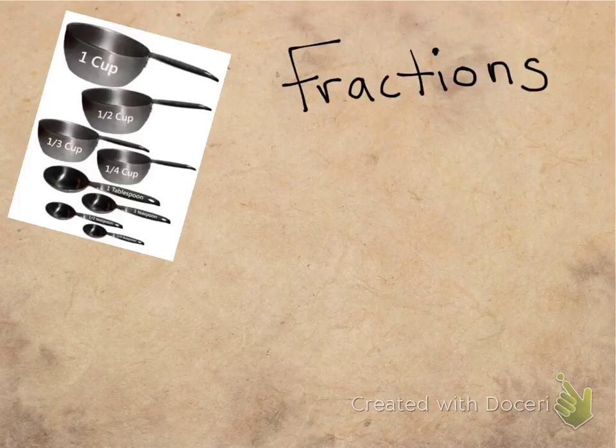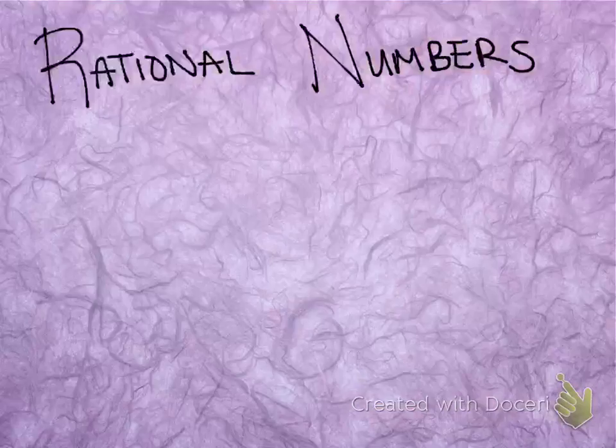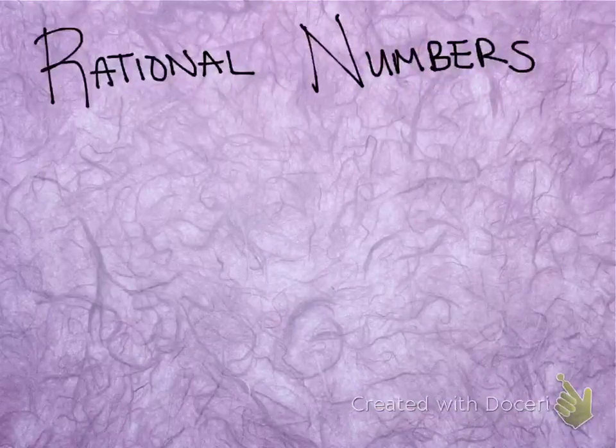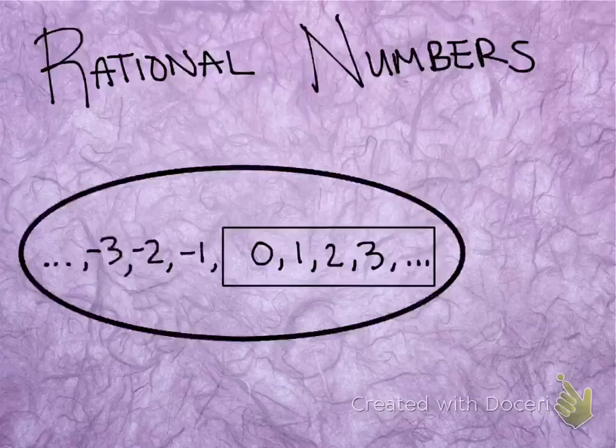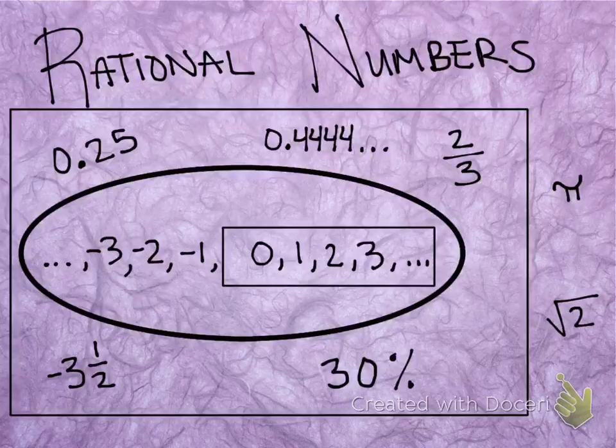Numbers that represent only parts of a whole can be written as fractions, decimals, or percents. Altogether, these numbers are called the rational numbers. Remember, this includes whole numbers, integers, which includes the negative whole numbers, and then also fractions, decimals, and percents, which represent parts of a whole. Not every number is rational, like pi or the square root of 2. Only numbers that can be expressed as a ratio of two integers are called rational numbers.